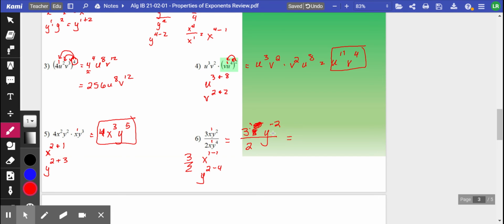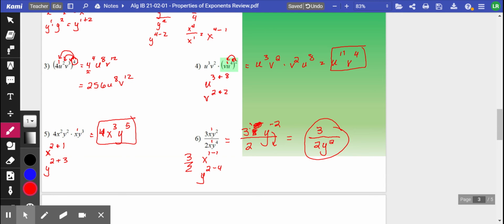And this y has a negative exponent. That means I need to move it to the other part of the fraction. So on the top, I should just have a 3, because 3 times 1 is 3. On the bottom, I should have the 2y squared. And remember, when you do fix that y, notice it becomes a positive exponent.